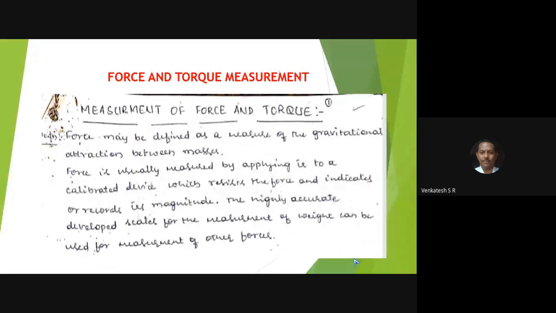Last class, we discussed the measurement of force. Usually, force is measured by using a calibrated device. The platform scale, electronic weighing machine, and analytical balance are good examples for measurement of force. Next, the fundamental method of measurement is classified into two types: one is direct comparison, the other is indirect comparison.